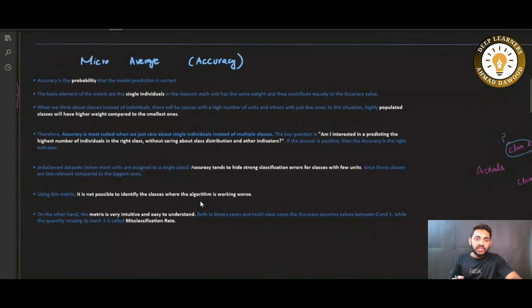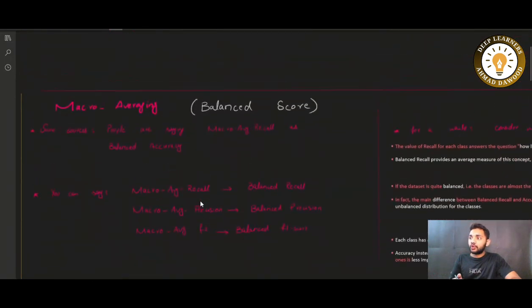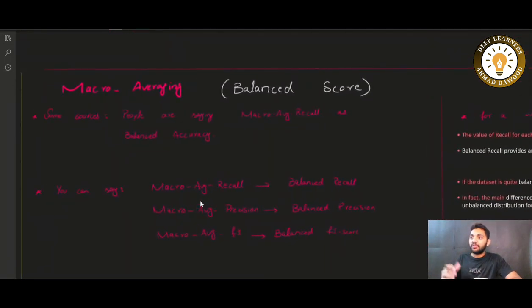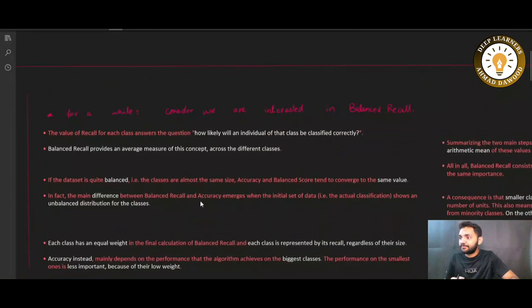Anyhow, we were talking about micro average, which is actually accuracy. Now we will go back and look at macro average. People sometimes use macro average recall as balanced accuracy, and we can also call macro average recall balanced recall, macro average precision balanced precision, and macro average F1 the balanced F1 score. In the case of macro average, I have told you that each class has the same weight during macro averaging. Why they have the same weight we will discuss here, along with some other important points.